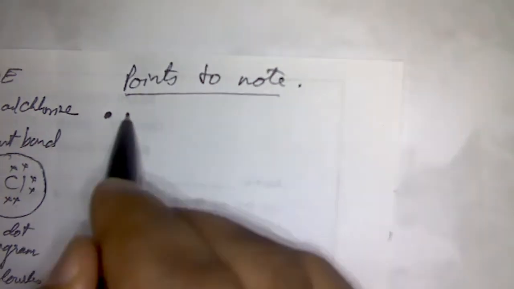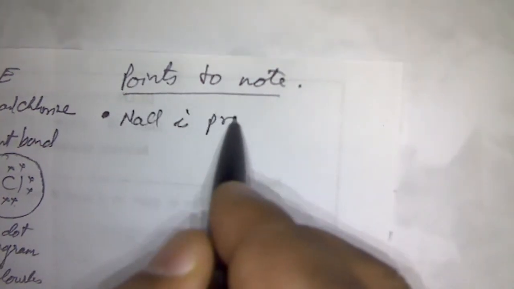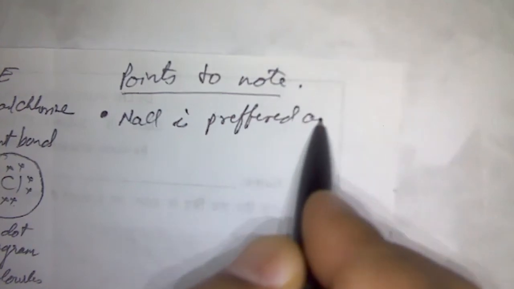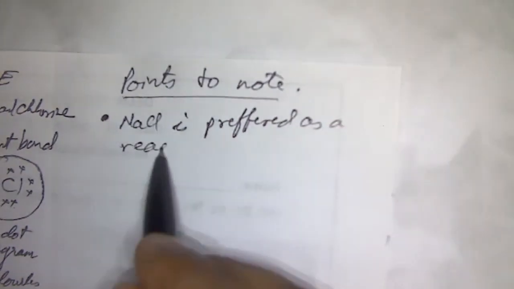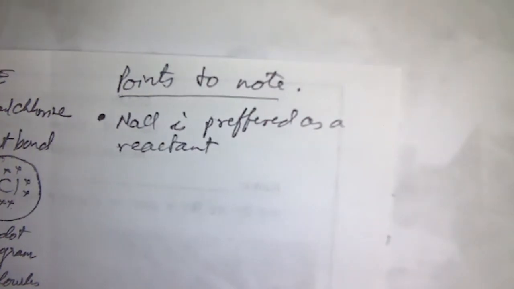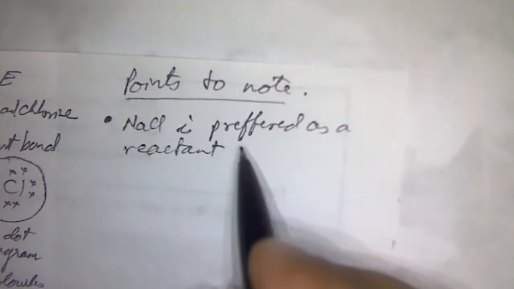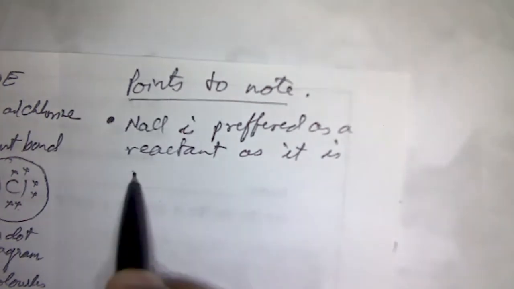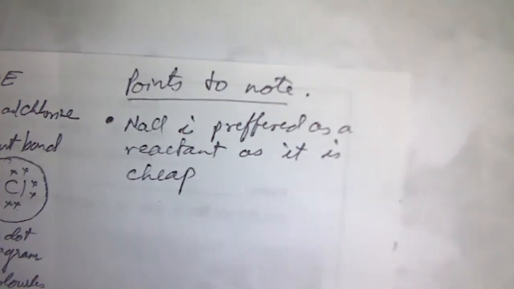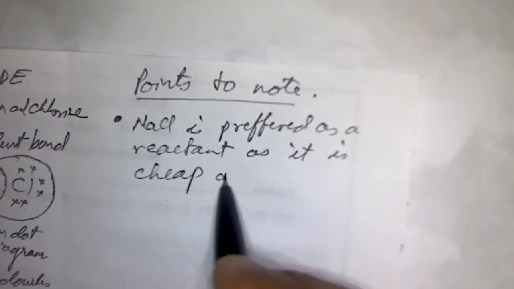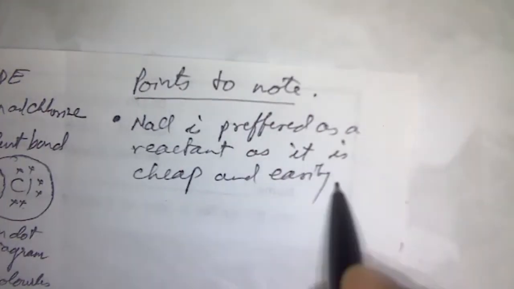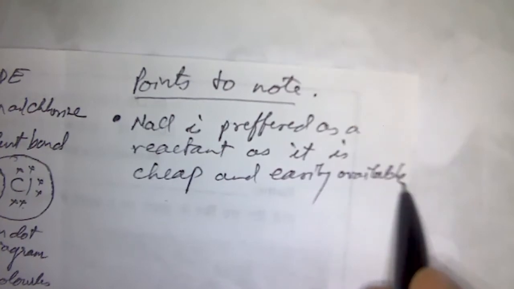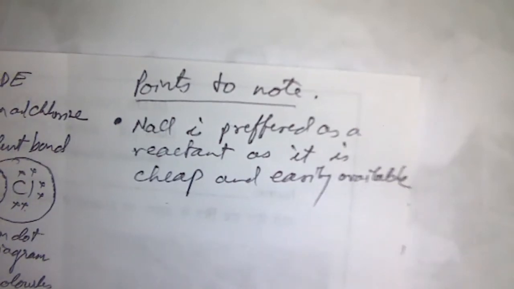So I can write down this. NaCl is preferred as a reactant. One of the reactants is NaCl. So why do we prefer it? It is preferred as a reactant as it is cheap, means cost is very less, isn't it? And easily available. It's cheap and it is easily available. So NaCl preference, now you know it.